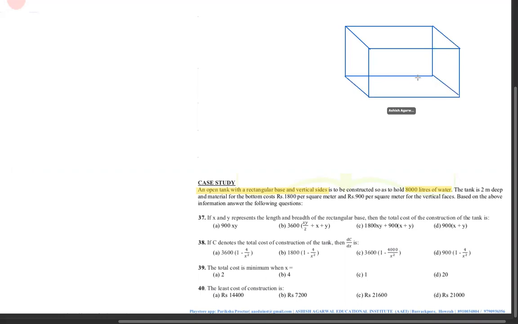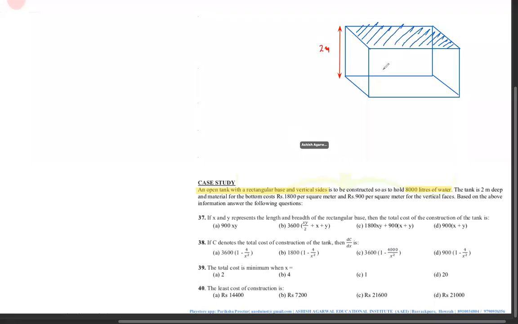Because they have said we have a rectangular base, as in the dimensions of length and breadth are not equal. So it's a cuboidal tank in which we don't have this top portion. This is an open tank. So out of 6 surfaces, we have only 5 surfaces here. And the capacity of this tank is to hold 8,000 liters of water. The tank is 2 meters deep. The first dimension they have given to us is that the height of the tank is 2 meters.